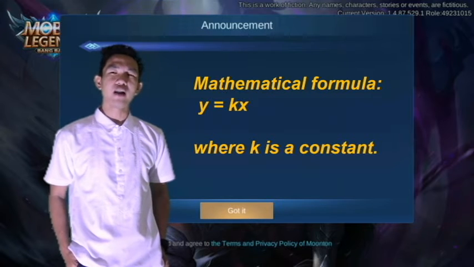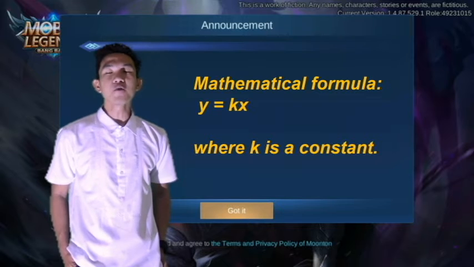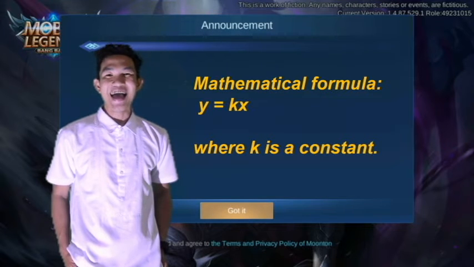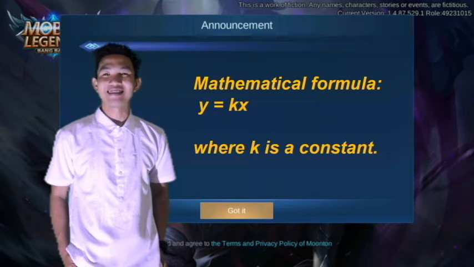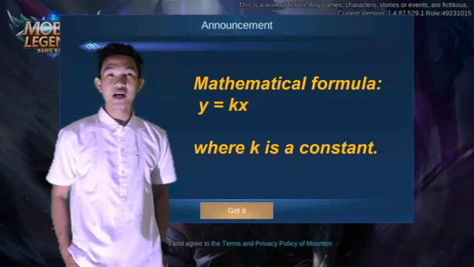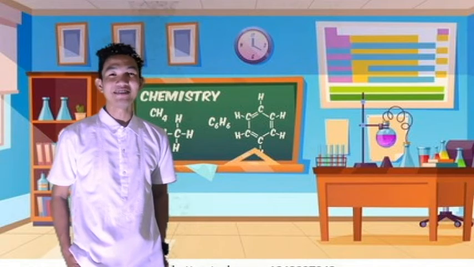Like for example, in mathematics, the circle. Circumference is equal to pi times the diameter, which is a direct relationship with pi as a constant. A bigger diameter means a bigger circumference. Do you understand the direct relationship?